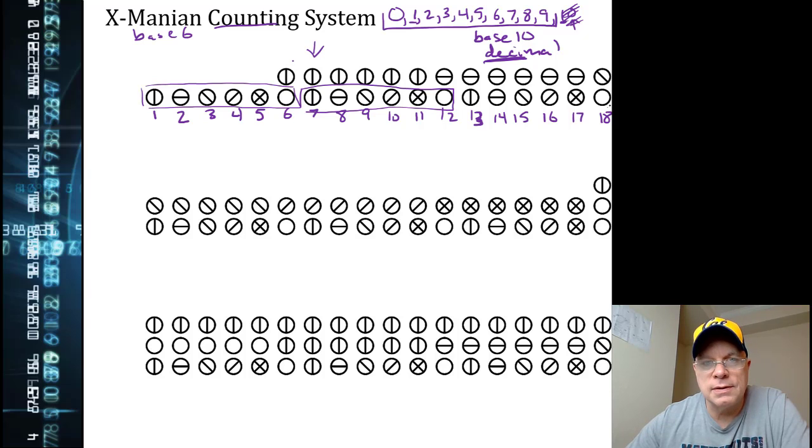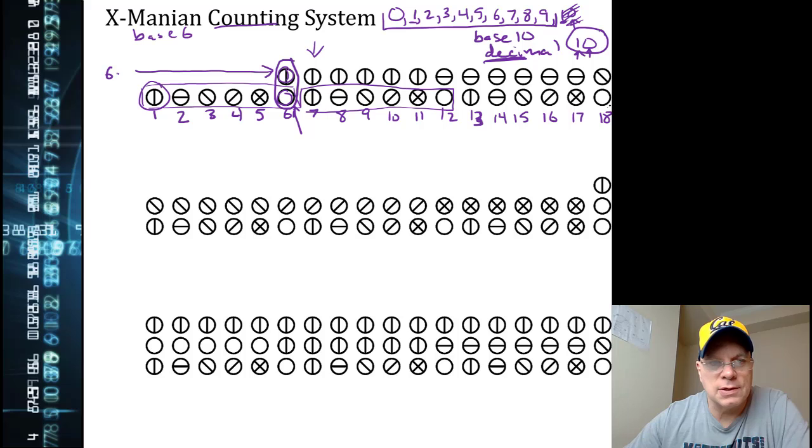Once you get to 6, you need 2 symbols for this base 6 number system. Well, our base 10 number system is no different. When we get past the 9 and we get to 10, we need 2 symbols because we're showing that we have 0 1s and 1 10. Similarly, the aliens are showing that they have 0 1s and 1 6. This is the 1's place, and this second row is the 6's place. It's just like our number system.